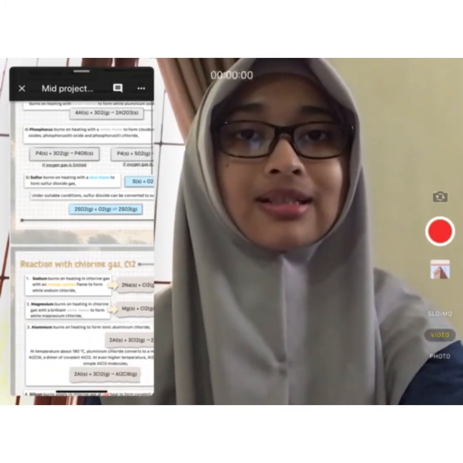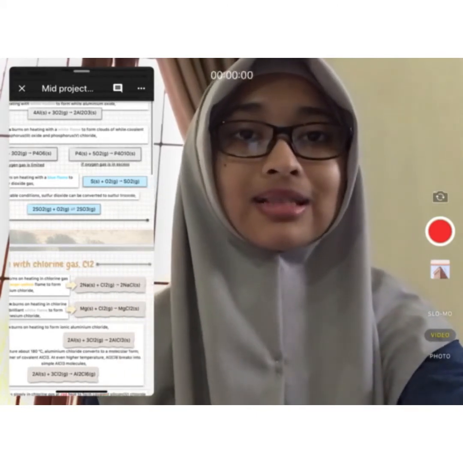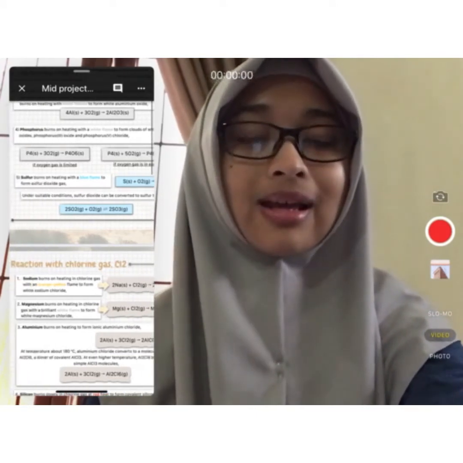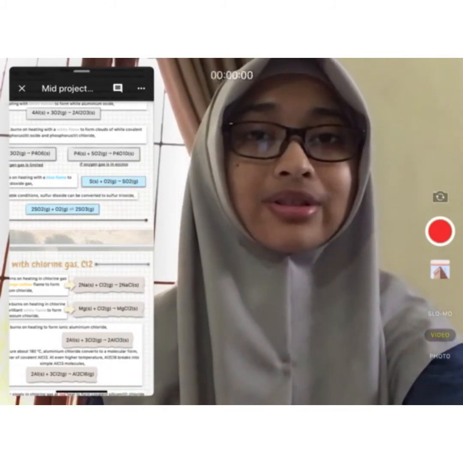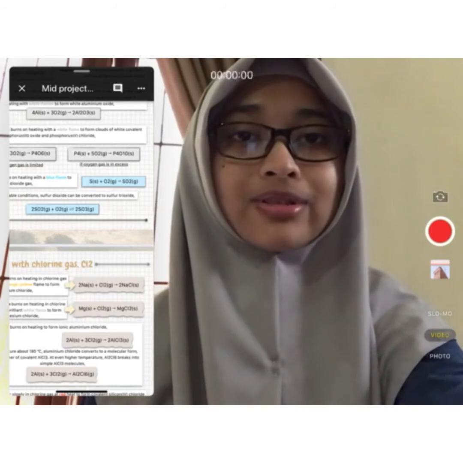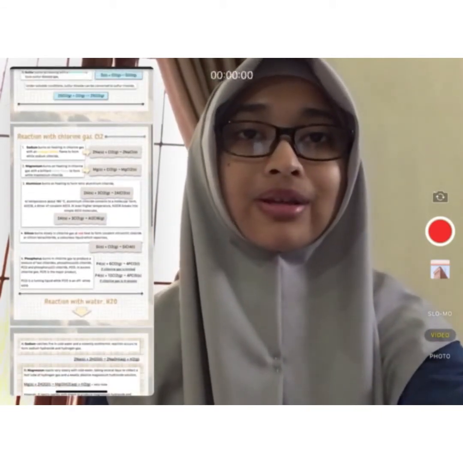And then the fifth is sulfur, which burns on heating with a blue flame to form sulfur dioxide gas, which is S plus O2 equals SO2. And under suitable conditions, sulfur dioxide can be converted to sulfur trioxide, which is 2SO2 plus O2 equals 2SO3, and this is a reversible reaction. And then next is reaction with chlorine gas, which is Cl2.